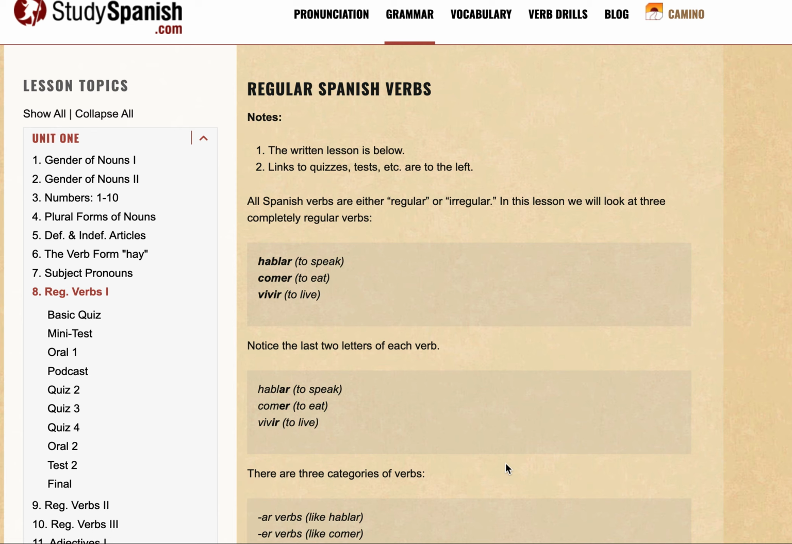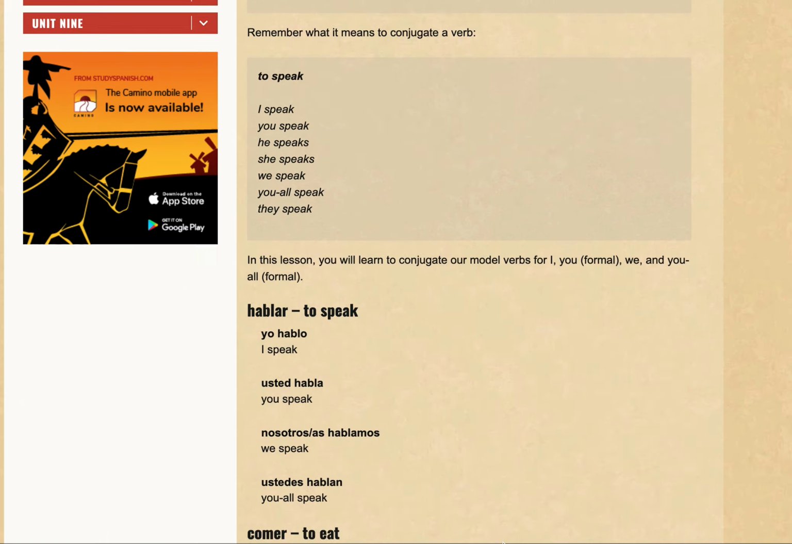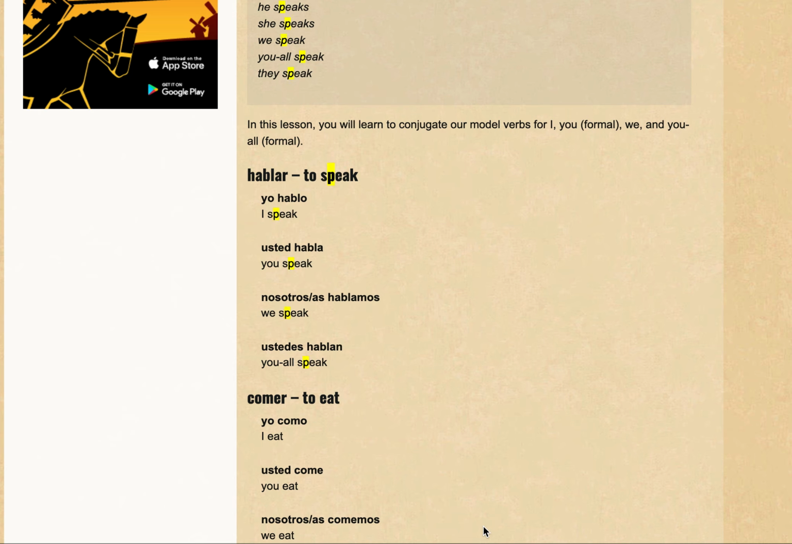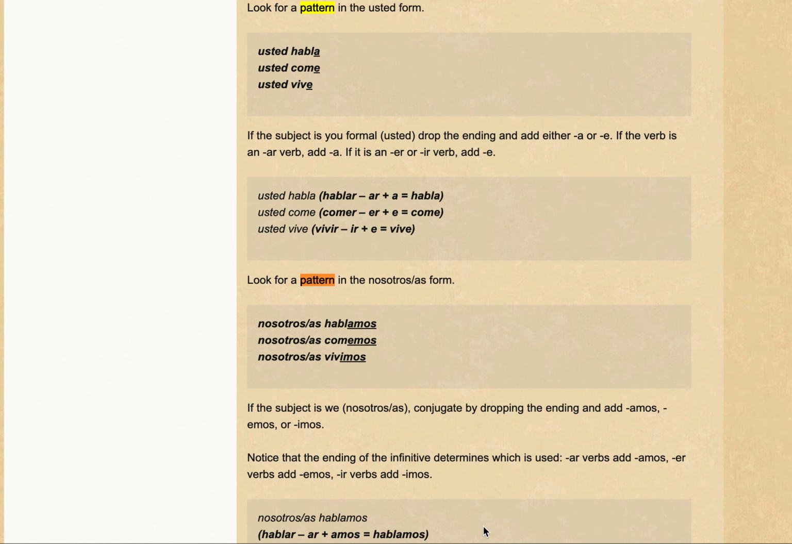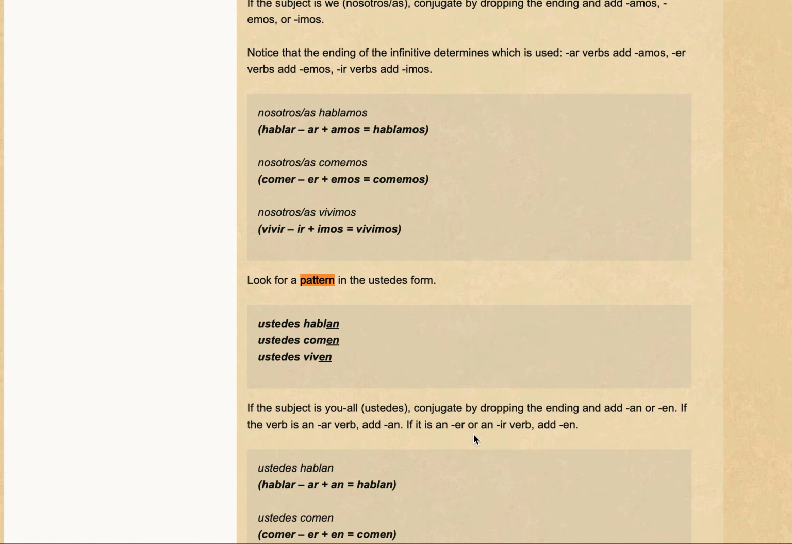The last one is ustedes, which is you all in Latin America, because in Spain it would have been vosotros. So let's take a look at that. Ustedes hablan, ustedes comen, ustedes viven.